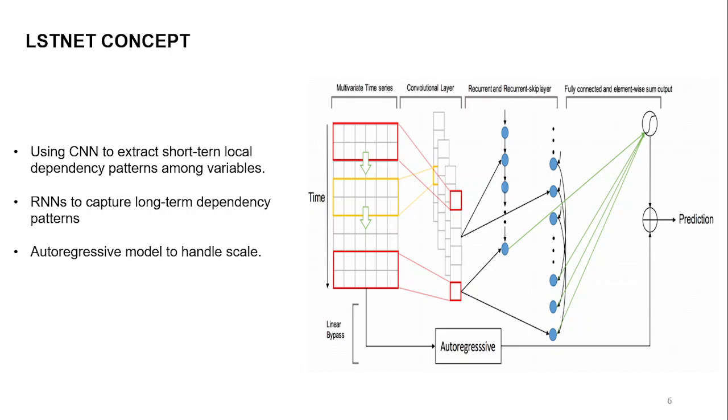And also the RNN layer is used to extract long-term dependency patterns among the variables. And also, as part of the overall model, LSTNet acts as an autoregressive model which helps to mitigate the non-linearity of the deep neural network output.